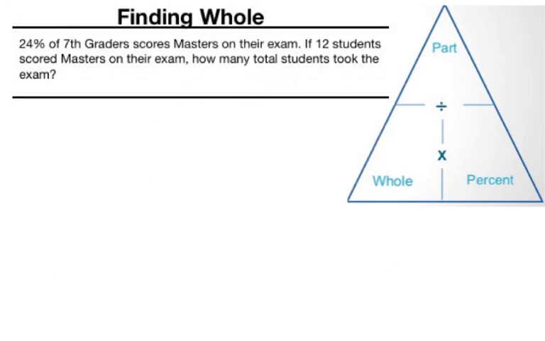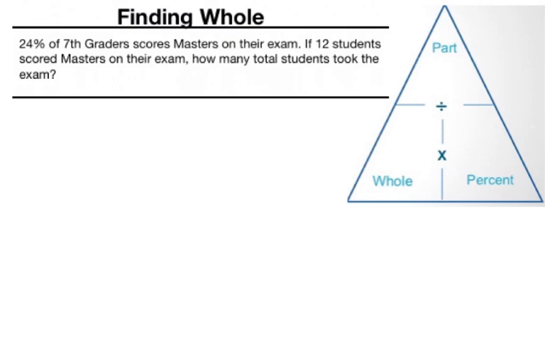Finally, the whole. How do we find the whole value? This is typically the one that's most challenging for students. It sets up like this. 24% of 7th graders scored masters on their exam. If 12 students scored masters on their exam, how many total students took the exam? So we're looking for the total here.